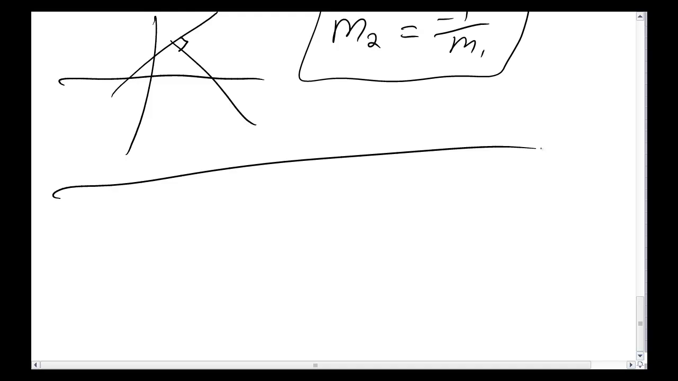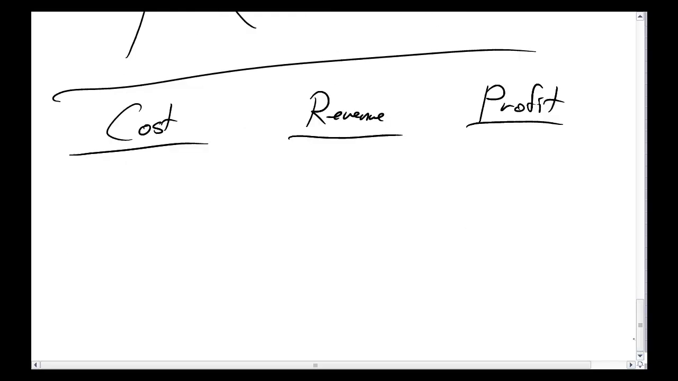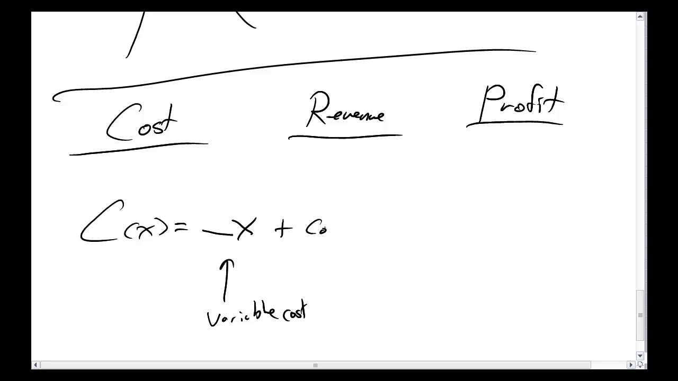Finally, I want to talk about three common equations that we tend to use. Cost, revenue, and profit. We'll see these equations keep on showing up in this course. Cost in this course has two parts. We usually call it a function c of x. There's going to be some number times x. This will be the variable cost. And then it will be plus some constant. This would be what you might call fixed cost.